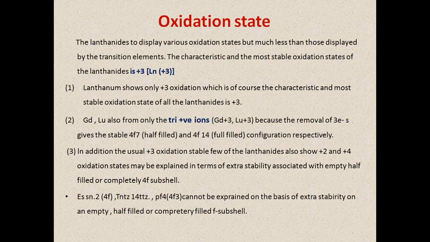Next, coming to the oxidation state, lanthanides display various oxidation states, but much fewer than those displayed by the transition elements. The characteristic and most stable oxidation state of lanthanides is +3. Lanthanum shows only +3 oxidation state. In the case of gadolinium and lutetium, they form only tripositive ions, gadolinium +3 and lutetium +3, because the removal of 3 electrons gives the stable electronic configurations 4f7 and 4f14.